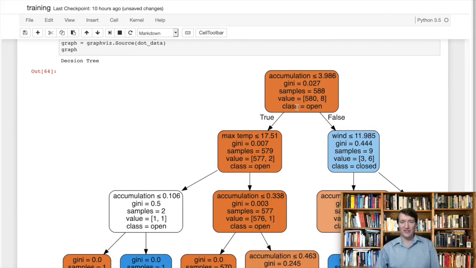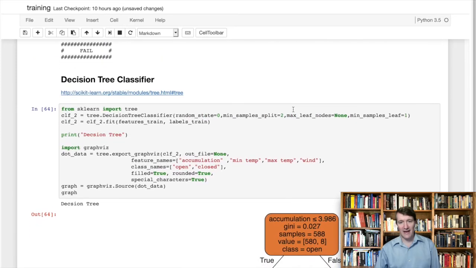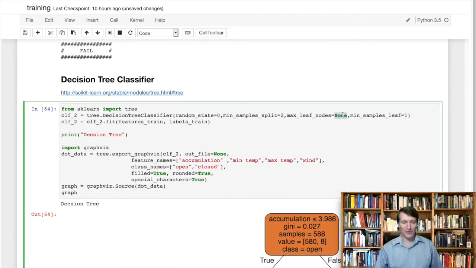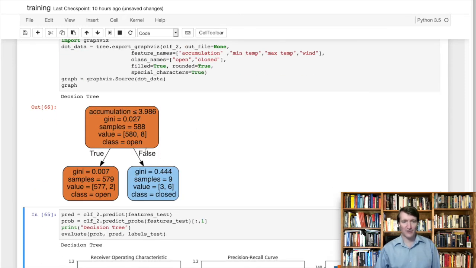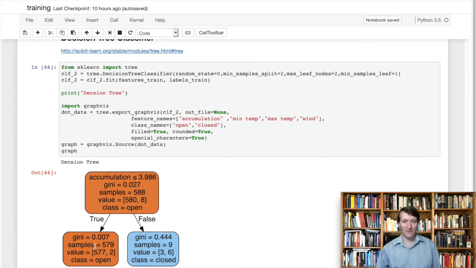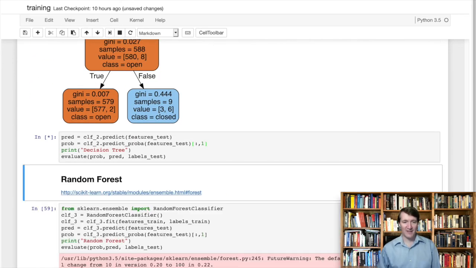Again, accumulation seems to be the big thing that it thinks is really important. Having an accumulation tends to go towards being closed. You can do a lot of stuff here. You can limit how many splits, how many nodes things go. Here I just do something like this, so I can have the biggest one. And this sort of makes sense to me, right? If it's more than 4 inches, then we're going to close. Otherwise, we're going to stay open. But let's see how that does as a prediction.